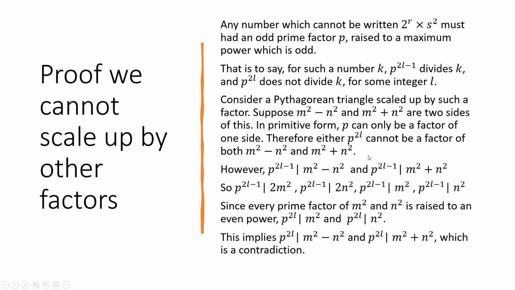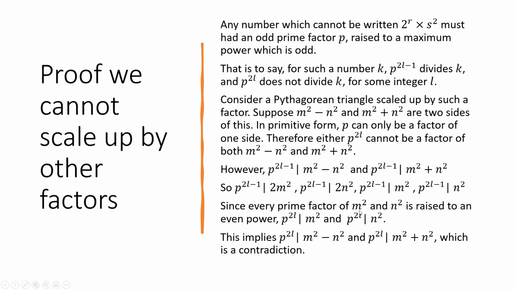Right, so using the fact that p to the power of 2l minus 1 is a factor of each of those, I can add these together and it's still a factor, so 2m squared. I can find the difference, so this minus this. P to the 2l minus 1 is a factor of 2n squared. Since p is an odd prime, I can get rid of the 2, so p to the 2l minus 1 is therefore a factor of m squared and a factor of n squared.